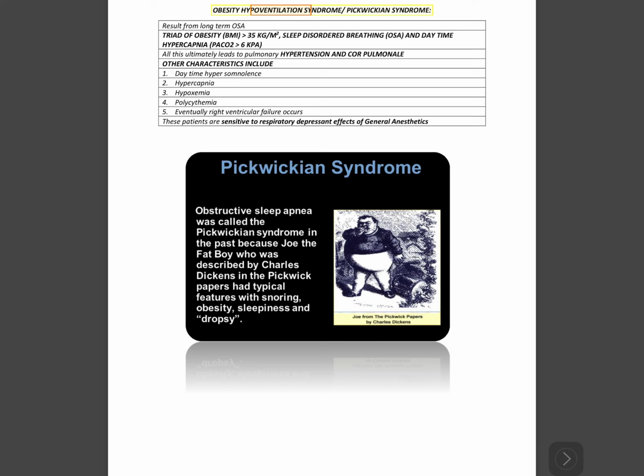Obesity hypoventilation syndrome, Pickwickian syndrome, results from long-term OSA. Triad of obesity, BMI more than 35 kg per square meter, sleep disordered breathing, OSA, and daytime hypercapnia, PaCO2 greater than 6 kPa. All this ultimately leads to pulmonary hypertension and cor pulmonale. Other characteristics include: 1. Daytime hypersomnolence. 2. Hypercapnia. 3. Hypoxemia. 4. Polycythemia. 5. Eventually right ventricular failure occurs. These patients are sensitive to the respiratory depressant effects of general anesthetics.